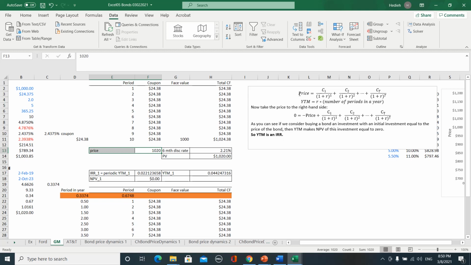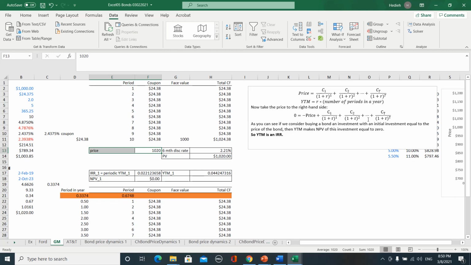Why is that? Just take price to the right hand side of this equation. You will have 0 equal to minus price, because price is a cash outflow. It's your initial investment in the bond, plus the present value of the first cash flow, plus the present value of the second cash flow, till the end, the present value of the last cash flow.